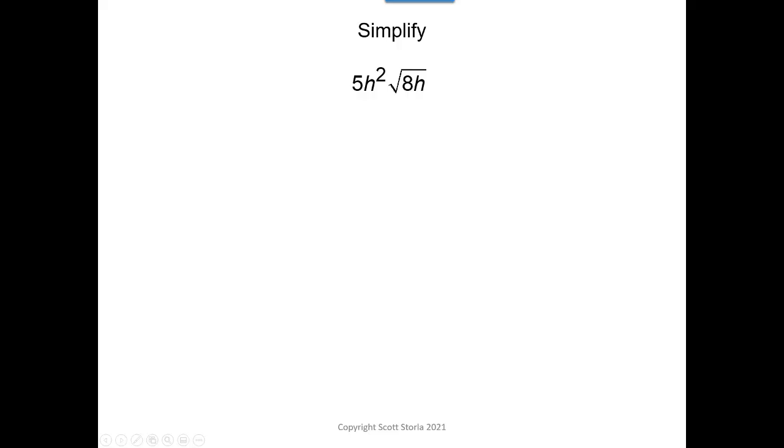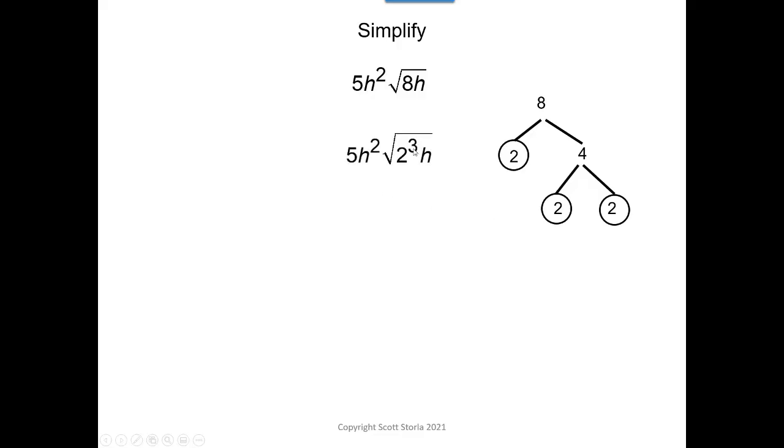How about this one? We already have factors of 5 and h squared, and for values inside the radical symbol, I often like to go through and prime factor them. So using our techniques from before, we can see that we can write 8 as 2 cubed. Then 2 goes into 3 once, so we'll have a factor of 2 outside, with a remainder of 1, so we'll have a factor of 2 inside. And then the factor of h will just stay inside the radical symbol. We can still simplify, since 5 times 2 is 10, to 10h squared, square root of 2h.